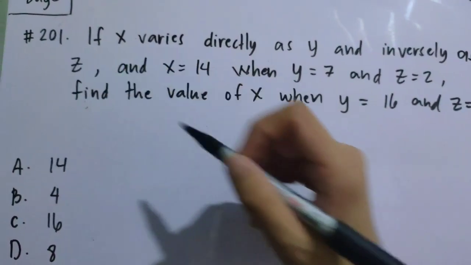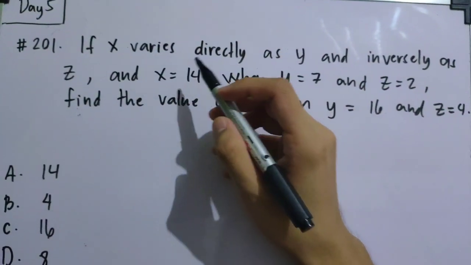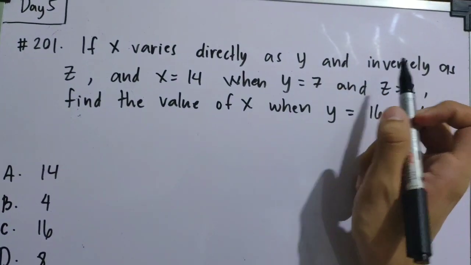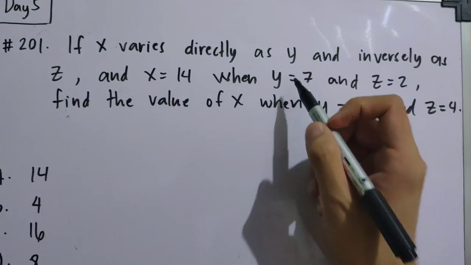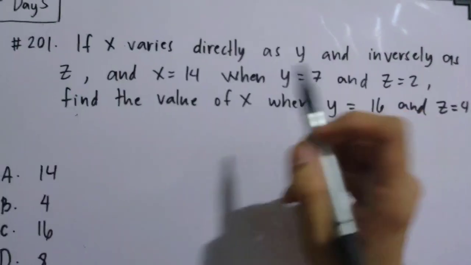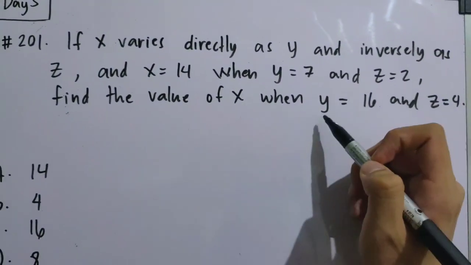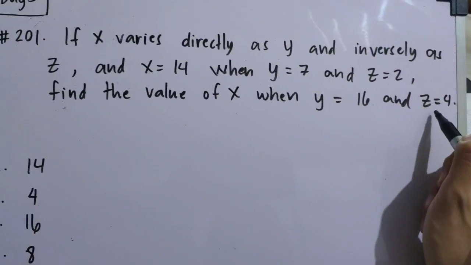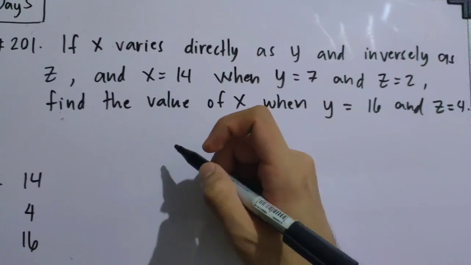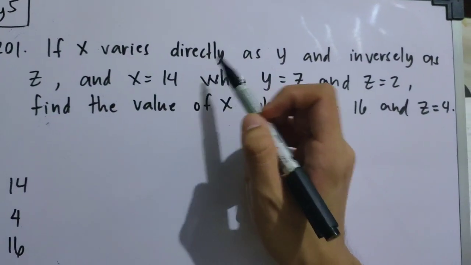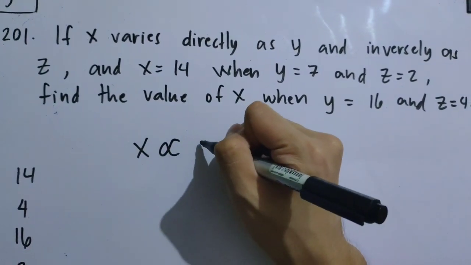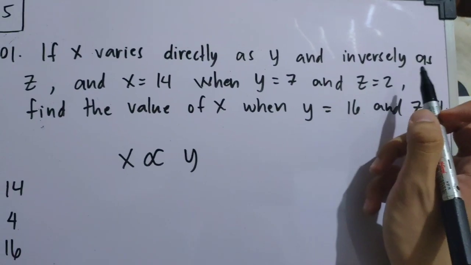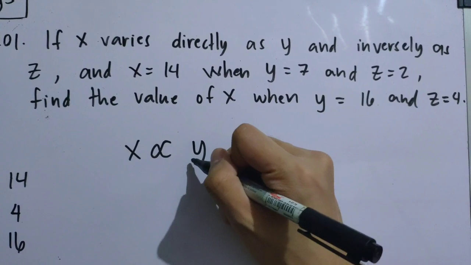Problem number 201. If x varies directly as y and inversely as z, and x is equal to 14 when y is equal to 7, and z is equal to 2. Find the value of x when y is equal to 16 and z is equal to 4. So, isulat natin yung relationship nila. X varies directly as y, and inversely as z. So, yung z dapat nasa denominator.